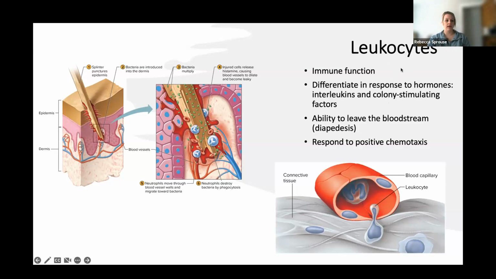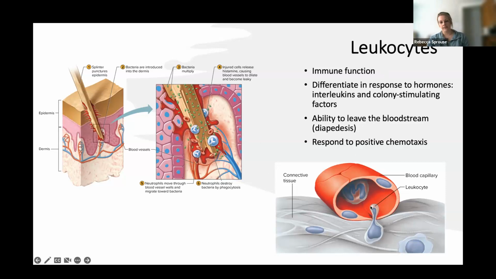The interesting thing about white blood cells is they have the ability to actually leave the bloodstream. Red blood cells aren't supposed to be leaving the bloodstream because that would cause bleeding in our tissues. But white blood cells need to be able to leave the blood vessel to fight infection in our surrounding tissues. That ability to leave the bloodstream, or squeeze through the cells that make up our blood vessel, is called diapedesis.